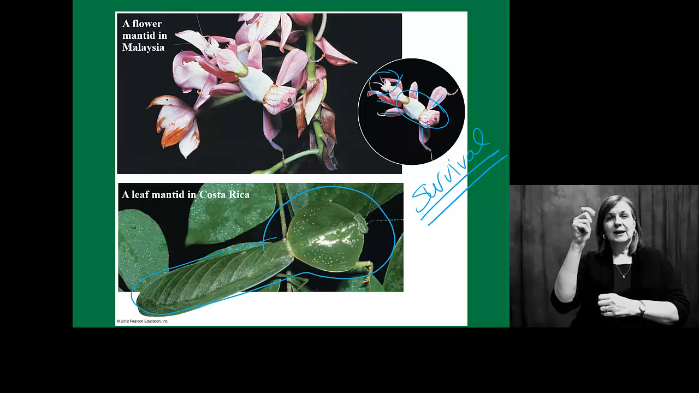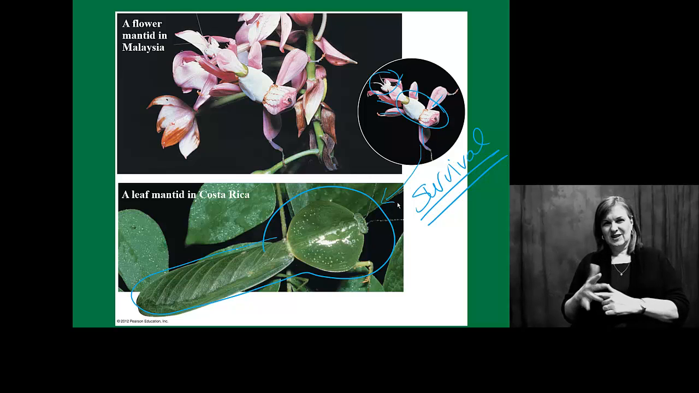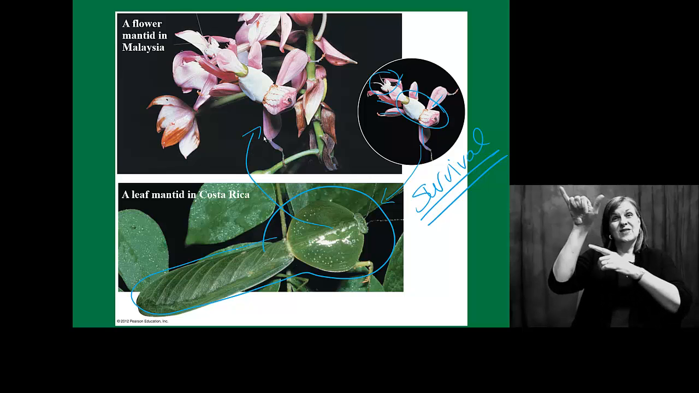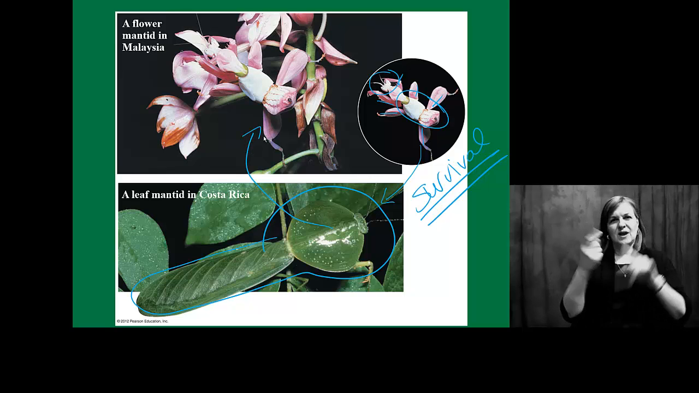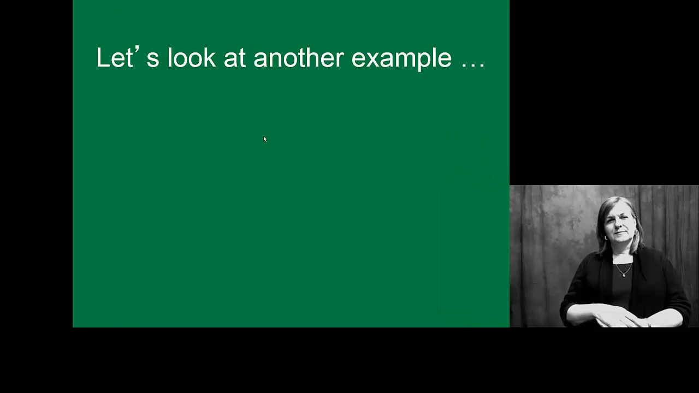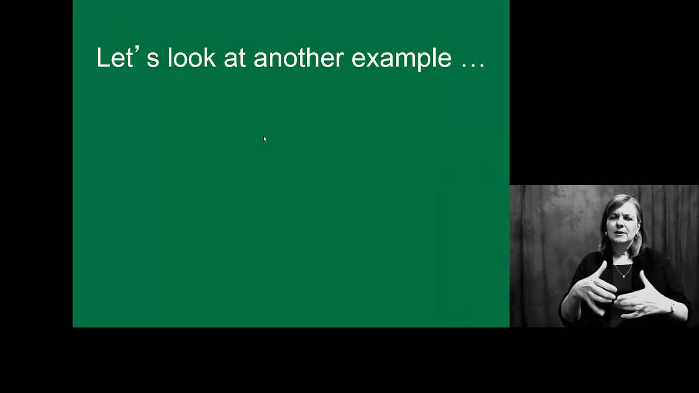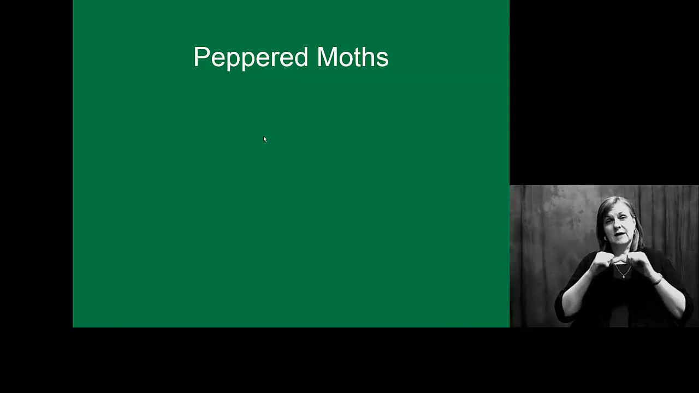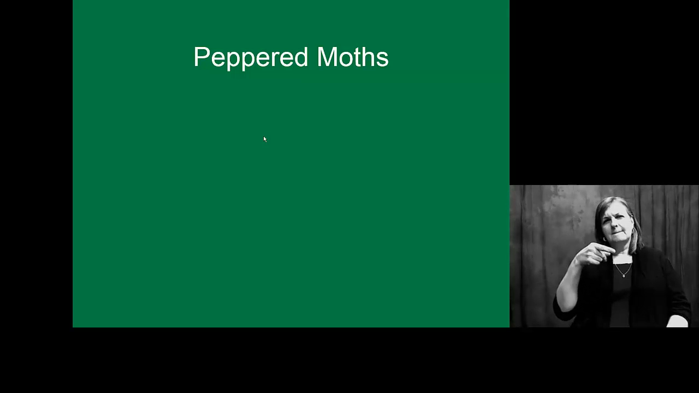But if we move this flower mantid down here onto the leaves, or this leaf mantid up here onto the flower, do you think they would survive? There's no way, right? So what we have to think about is in populations, what is it that's driving fitness and survival? Some of you may be familiar with the peppered moths.